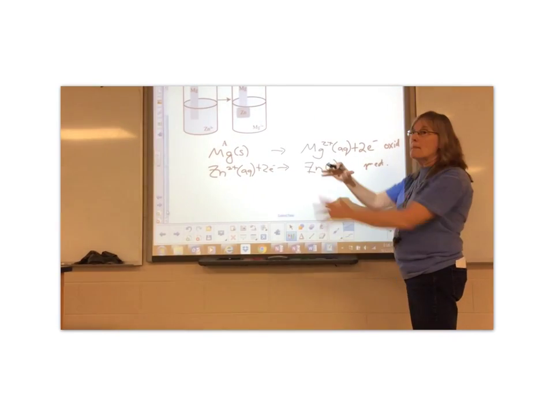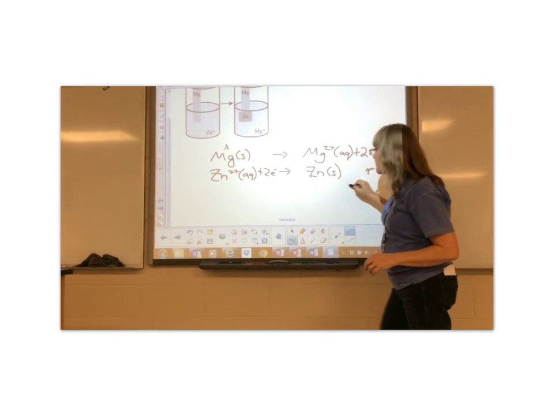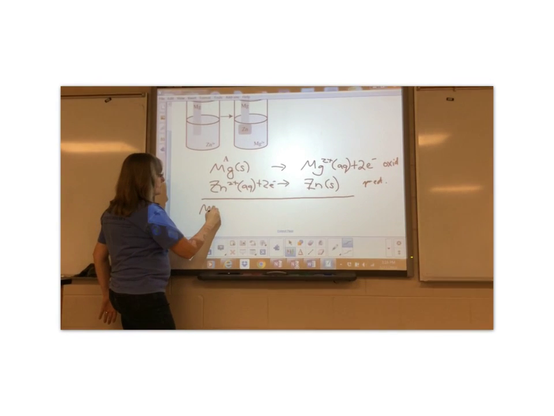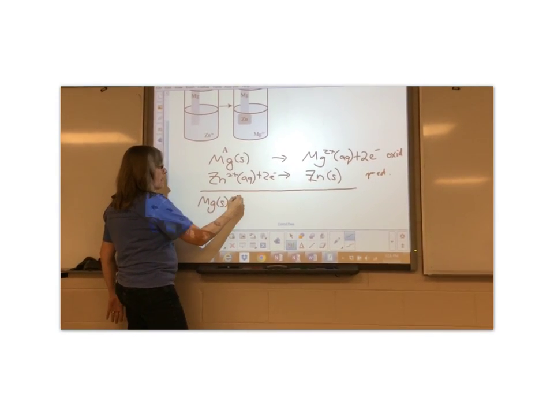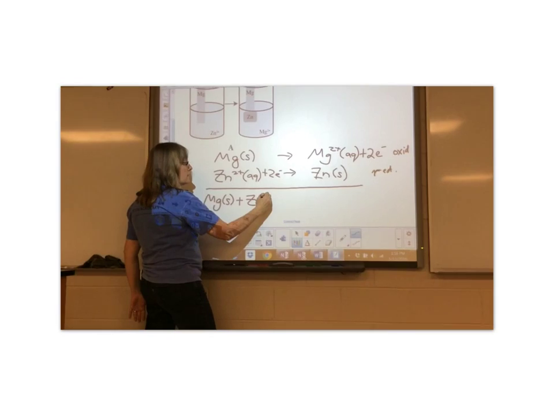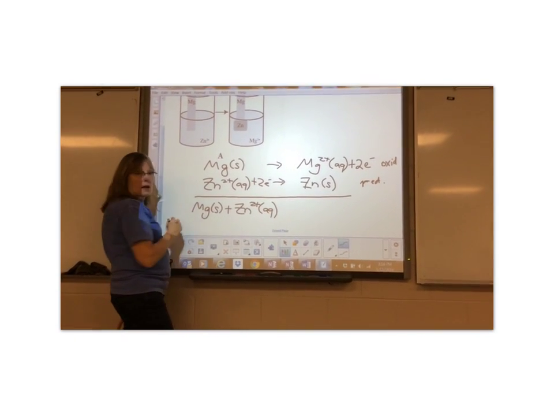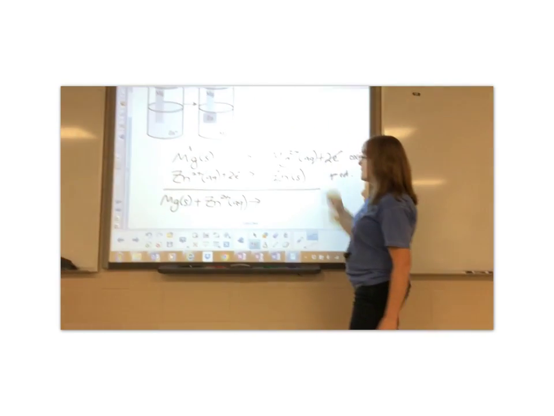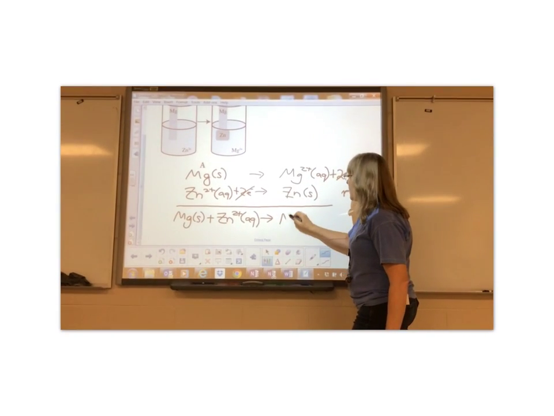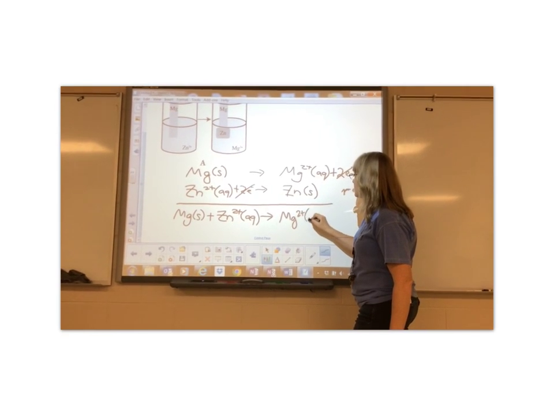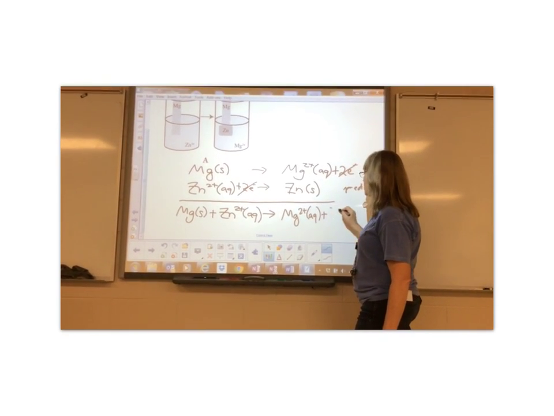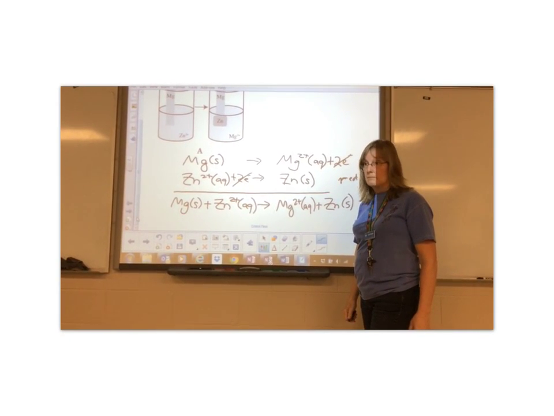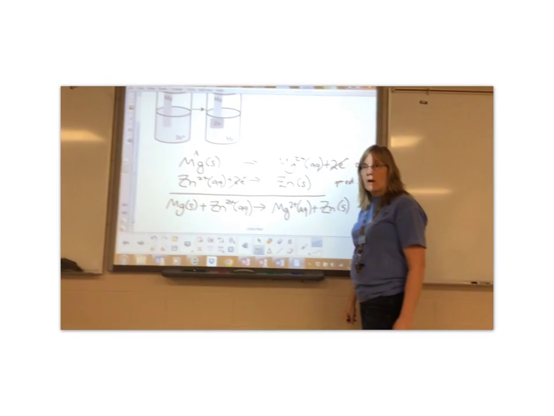So what we can do to get the complete net ionic equation is we can add these two together. So if we put solid magnesium into a solution of zinc ions, the electrons cancel out on both sides. So we now have magnesium ions in solution plus solid zinc coming out of solution. All right? This is called a net ionic equation.